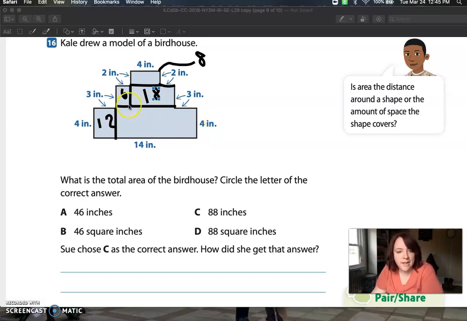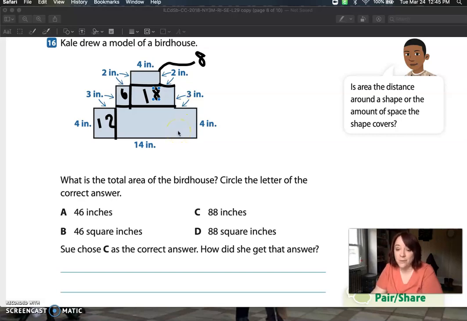Well, now that we know that this side is 6 right here, we need to know this side, which is 2. So 6 plus 2 is what? If you said 8, good job. Okay, so now we know this section. Well, we still have this section left. So now we need to do the 3. So 8 plus 3 is, if you said 11, great job.